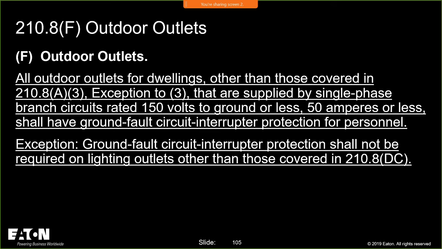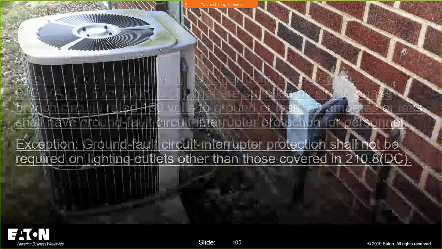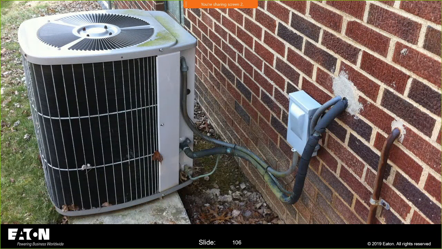Hopefully that's clear. Now, this was another big change. I think that this one here is really getting a lot of debate in the code adoption process across the country. Outdoor outlets, expanded protection. So we said outdoor outlets, not receptacle outlets. If I have an outlet, for example, on this air handling unit, that little disconnect there is wired up through an outlet. That outlet is going to have to be GFCI protected.